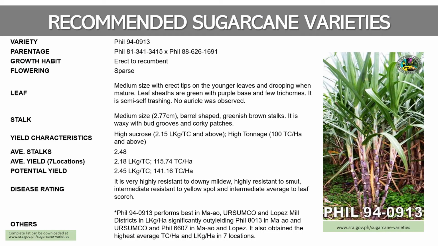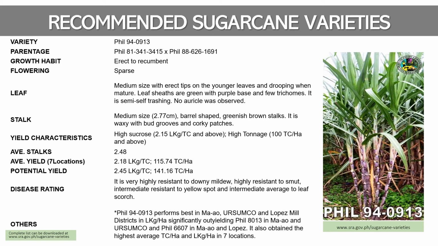The next variety that we are going to talk about or introduce is the Phil 94-0913. So it has an erect to recumbent growth habit. Flowering is sparse. For the leaf, it is semi-self-trashing. It does not have any auricle. Then for the stalk, medium ang size. It has a barrel shape with greenish brown stalk, waxy, with bud grooves and corky patches.